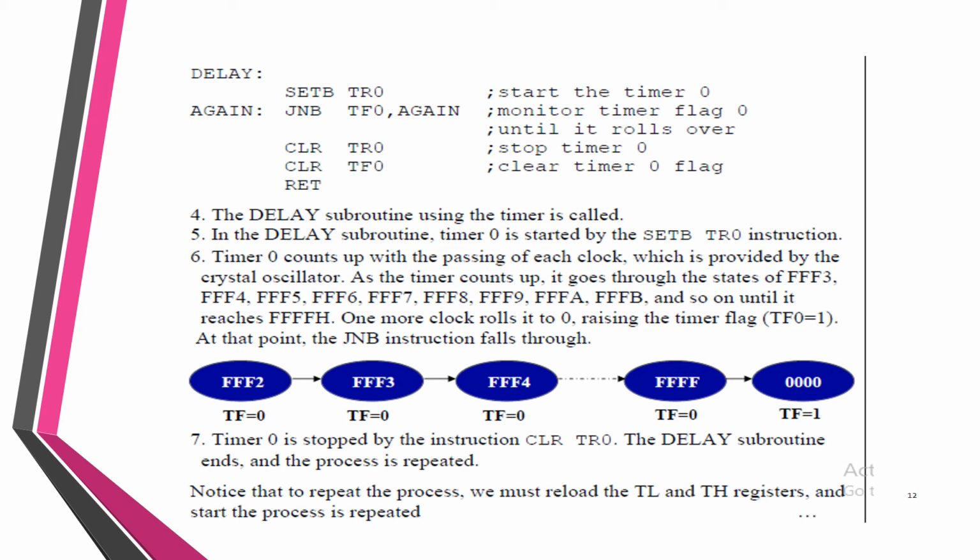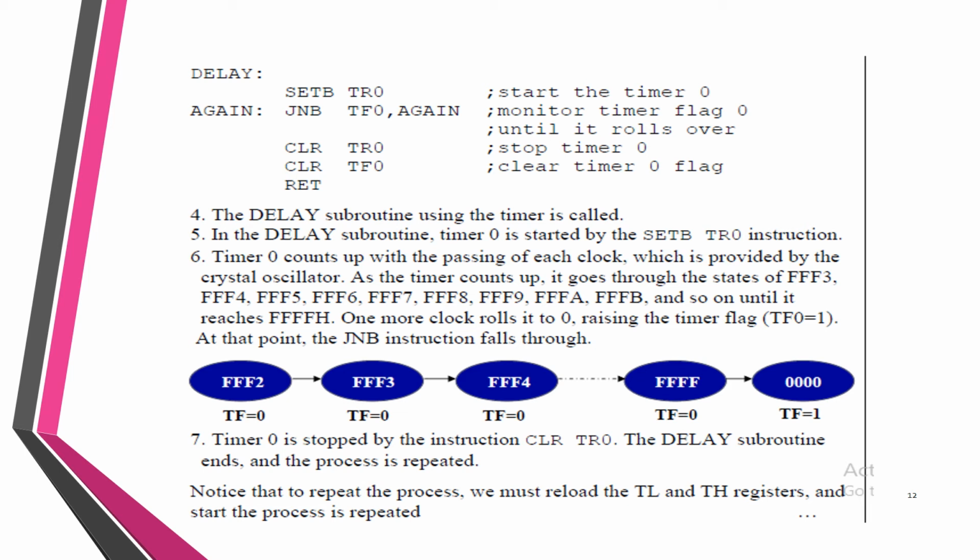Then I have written JNB TF0. The TF0 bit is the fifth bit of the TCON register, so that is checked, and we remain in the loop, monitoring the timer flag. After that, CLR TR0 stops the timer, and CLR TF0 clears the timer flag to 0, and then return. This is the small delay routine.